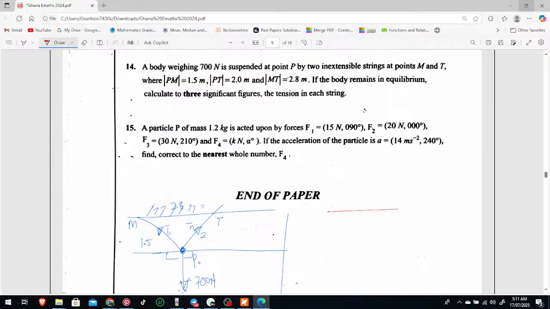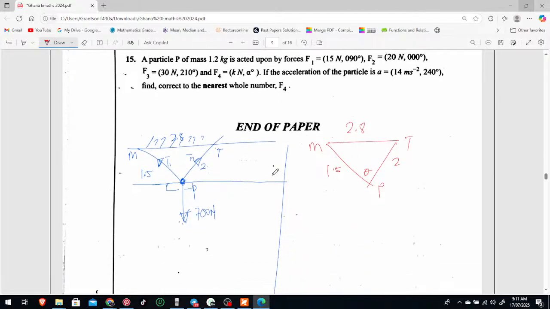Alright, so bring the diagram out. TPM. This is 2.8. It's 1.5. This is 2. So you can use cosine rule because cosine rule can help you find the angle between 2 points if 2 lines are given. Right. We only use cosine rule when we have 2 lines and an angle between them.